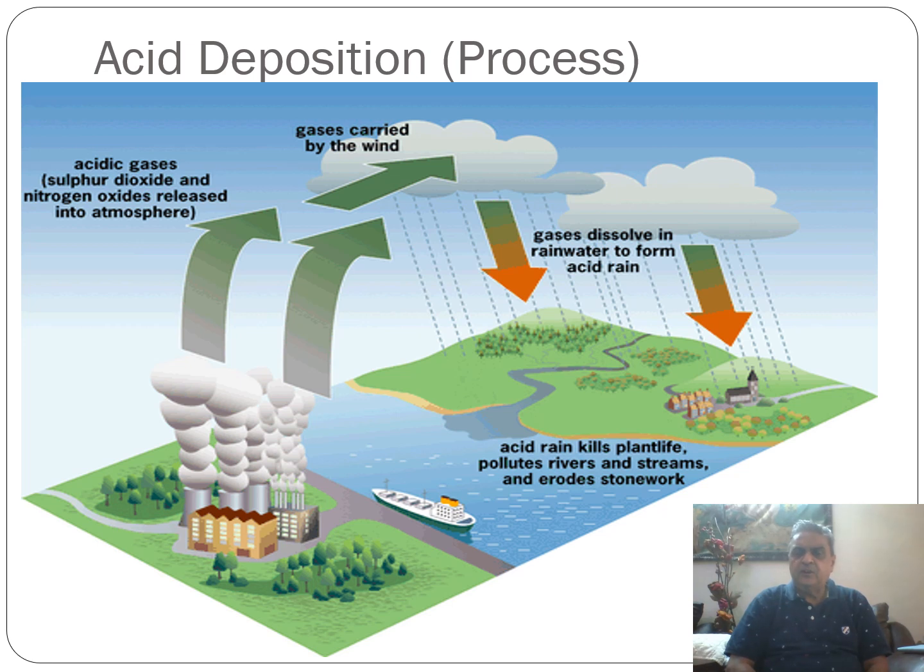So these gases are carried by the wind and deposit themselves in the clouds. And when it rains, normally these gases, which are dissolved in the rainwater, come down to the earth to form acid rain. And when it comes down, the acid rain kills plant life, pollutes rivers, streams, and erodes stonework. When I say stonework, I mean the architecture, buildings, etc. So this is a flow diagram which is circular in nature, and this is how the acid deposition process happens.